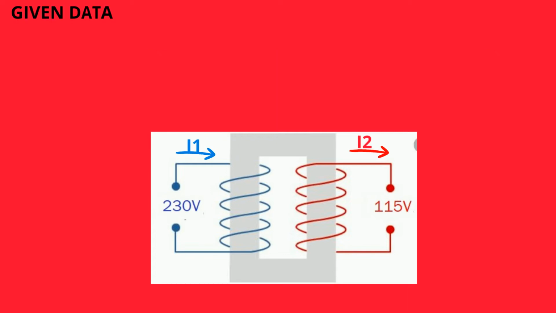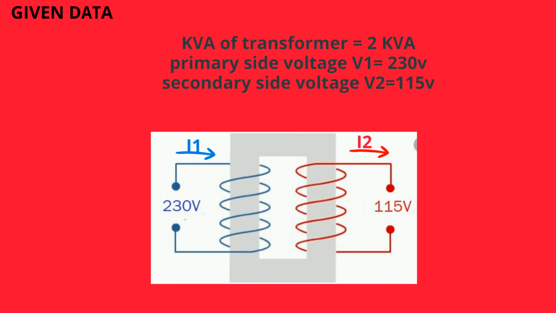Given data: they have given the kVA of the transformer equal to 2 kVA, the primary side voltage V1 equal to 230 volts, and the secondary side voltage V2 equal to 115 volts. Now we have to find the primary and secondary currents, that are I1 and I2.